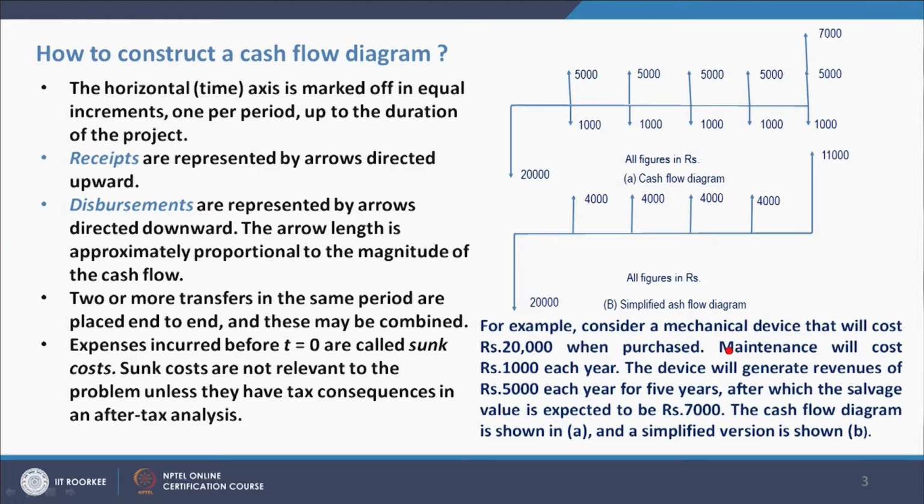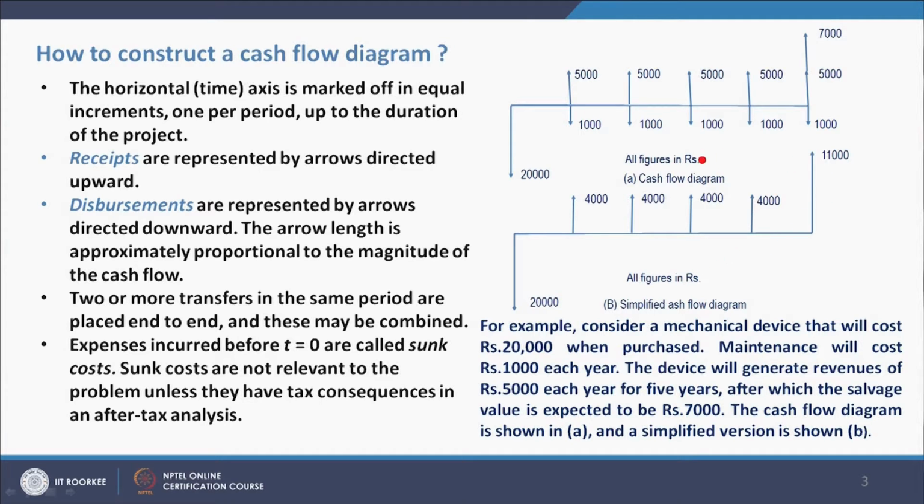The device will generate revenue of 5,000 each year for 5 years. So, this is a revenue, that is receipts. So, 5,000 is put like this, after which the salvage value is expected to be 7,000. So, after the useful life of the equipment, it can be sold and the salvage value is 7,000. So, the 7,000 is put above the 5,000. The cash flow diagram is shown in A and the simplified version is shown in B.